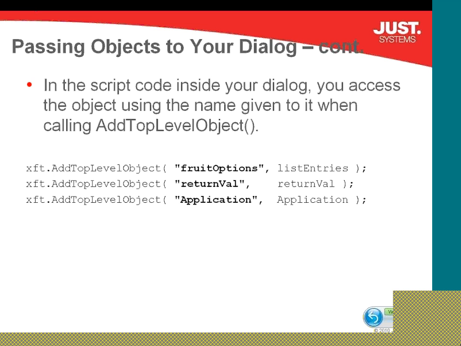So what's going to happen here is that inside our XFT dialog, we're going to be able to access these objects that we passed in, and we access them using that string that's the first argument in the add top level object function, and that's going to be the name of our object inside the dialog.